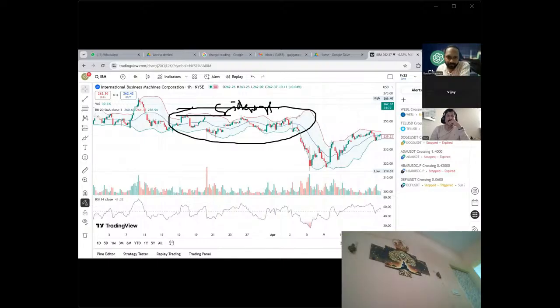The band is narrow. That means the stock is going sideways. There's no volatility. So we don't have to take the trade in that. If you want to do scalping, then you can use the first use case and do the scalping, like buy here, exit here, or short here and exit here, like that you can do.